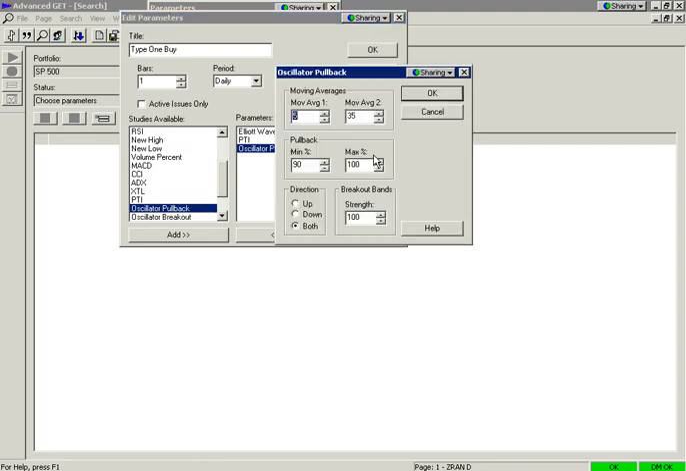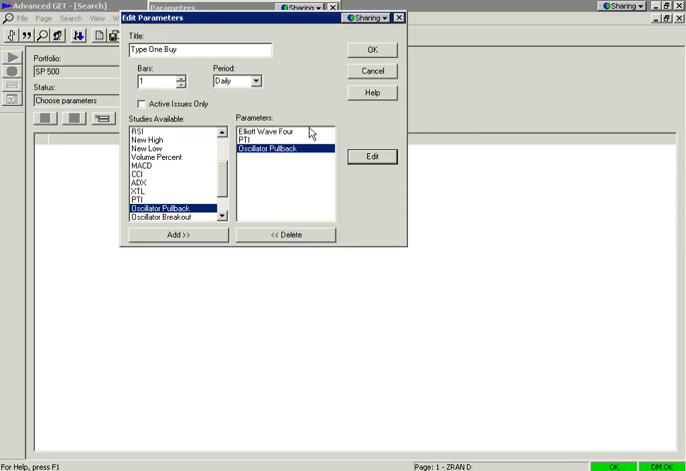Oscillator pullback, we want to edit that as well. We're looking at a 535 oscillator, and the minimum pullback required, as we talked about in session 1, is a 90% pullback. And does anybody remember the maximum percent pullback? 140, excellent. So we'll put in 140 for the maximum pullback. And again, the direction of the Elliott waves is in the up direction. For the type 1, the strength of the breakout bands has no bearing, so we're not going to mess with that. And we'll hit OK. So we have our Elliott Wave 4, our profit-taking index, and our oscillator pullback.